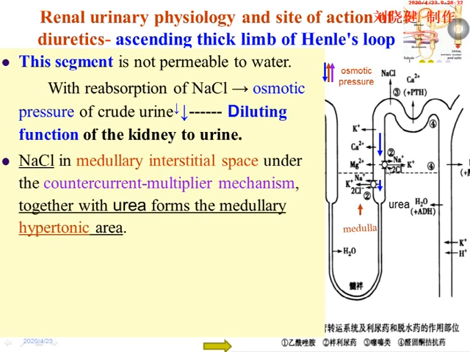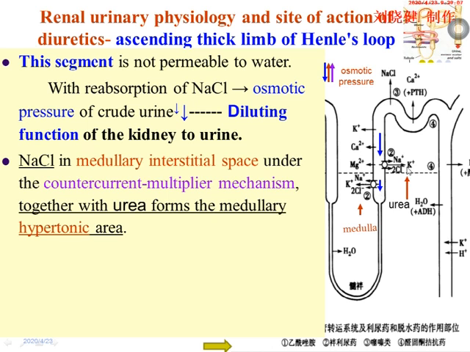with reabsorption of sodium chloride, the osmotic pressure of the crude urine is further decreased, because this segment is permeable to the ions but not to water. So with the reabsorption, the osmotic pressure of the interstitium increases. This is the diluting function of the kidney to urine.